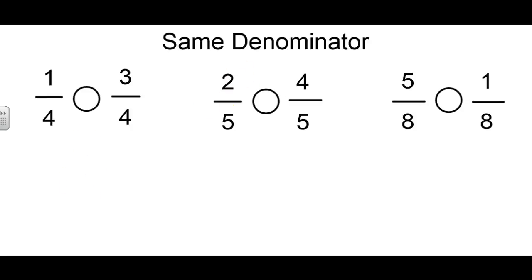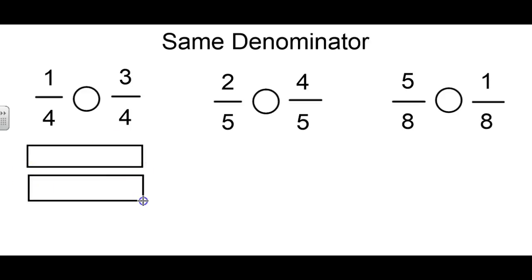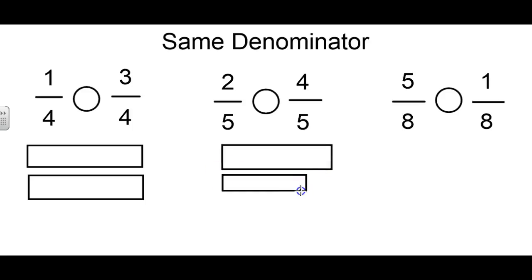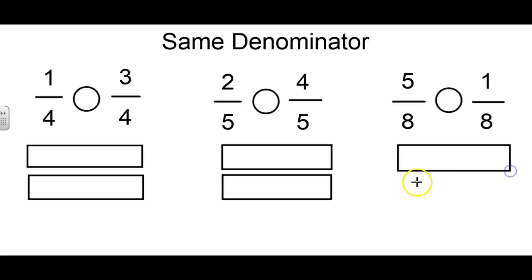And I do want you to leave room underneath them. I do want you to draw two rectangles, same size, under each pair of fractions because we are going to draw to see how it is very easy to compare fractions that have the same denominator. So leave room to make your two rectangles under each one of these as well. So go ahead and get all this written down on your paper, and once you have that down, you can push play.